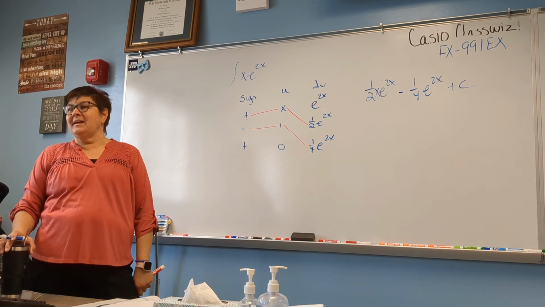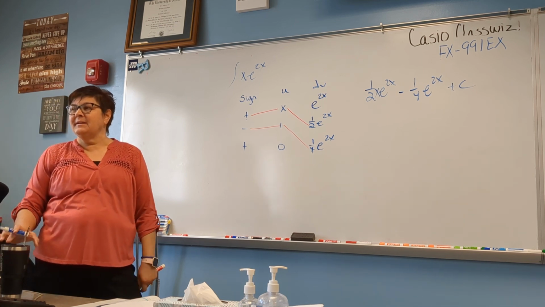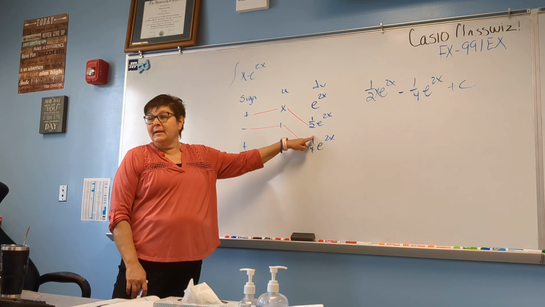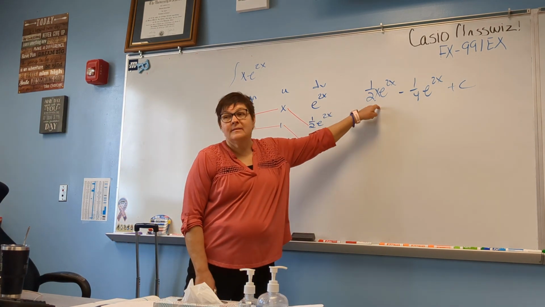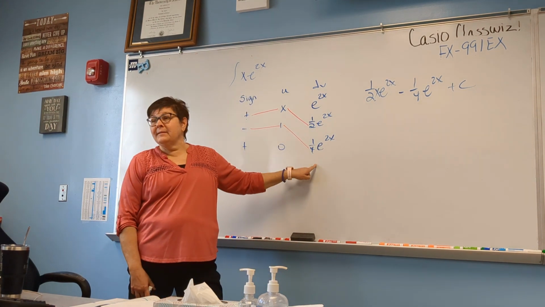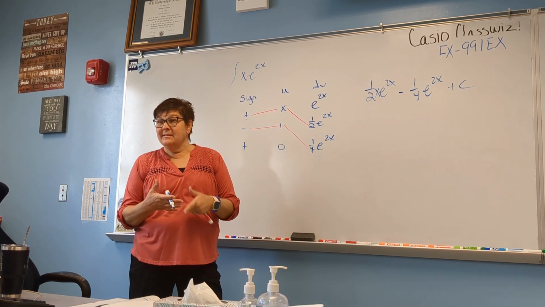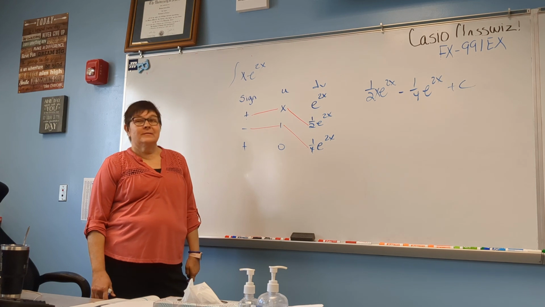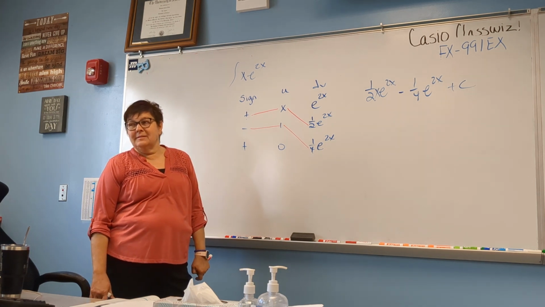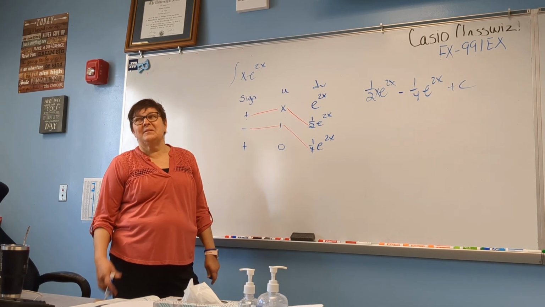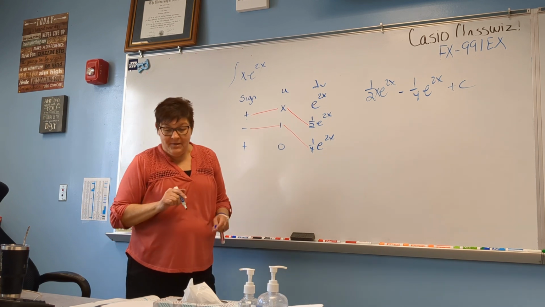I'm going to multiply the red line, and that's this. And then I'm going to multiply the red line, and then I'm going to combine them together. Does that make sense? Yeah. Okay, cool.